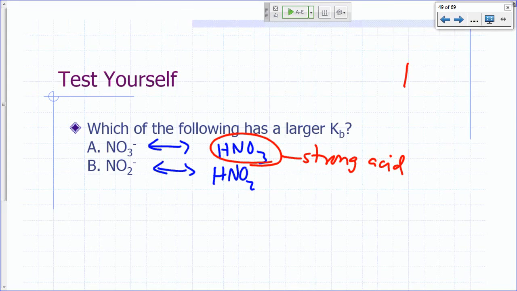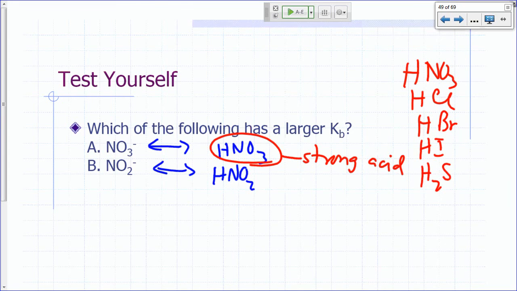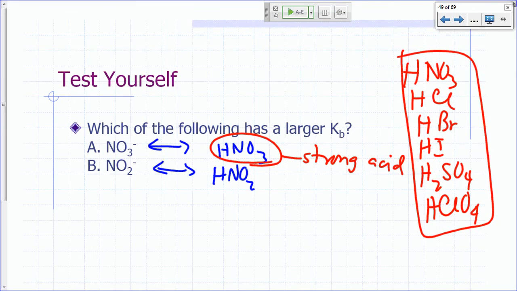You have to remember your 6 strong acids. There's only 6 to remember, so memorize it. HNO3, HCl, HBr, HI, H2SO4, and HClO4, perchloric acid. Those are your 6 strong acids. So if HNO3 is a strong acid, and HNO2 is not one of the 6, so HNO2 would be what? So a weak acid, right?